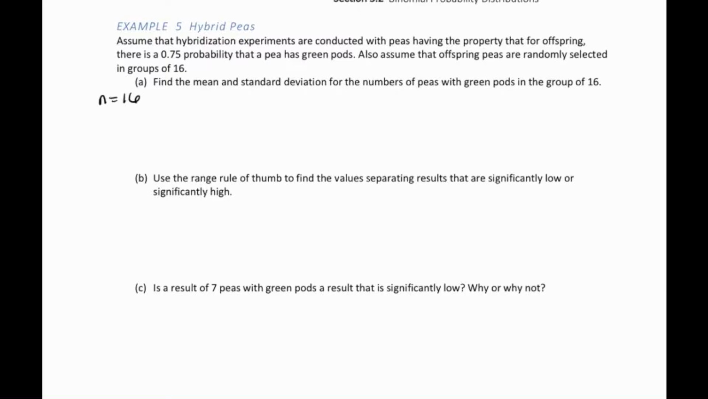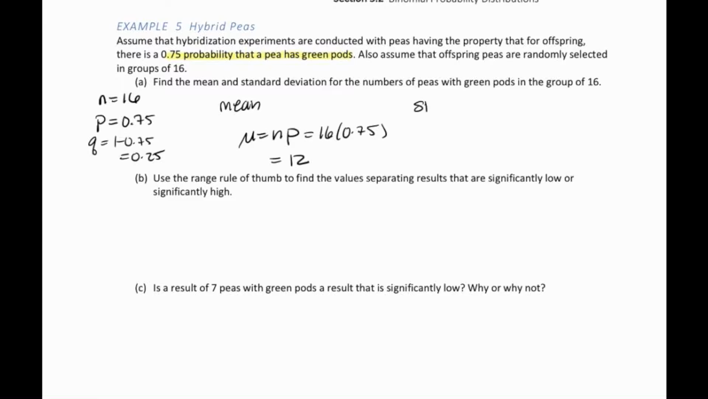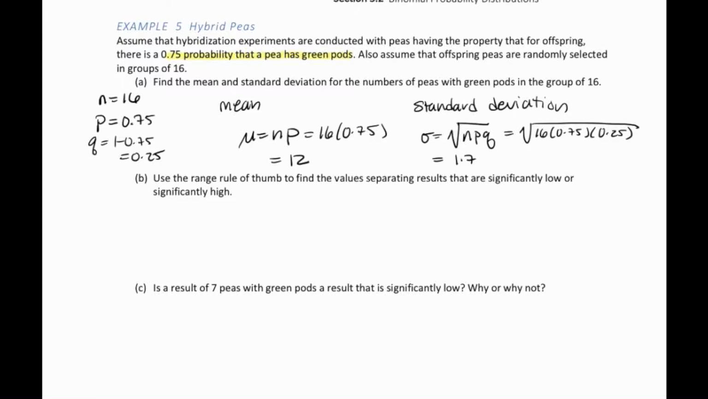Our probability of a success, that is a pea that has green pods, is 0.75. And our q is 0.25. So our mean is simply our number of trials times our probability of a success. So our mean is 12, and our standard deviation is equal to about 1.7. Let's look at part B.